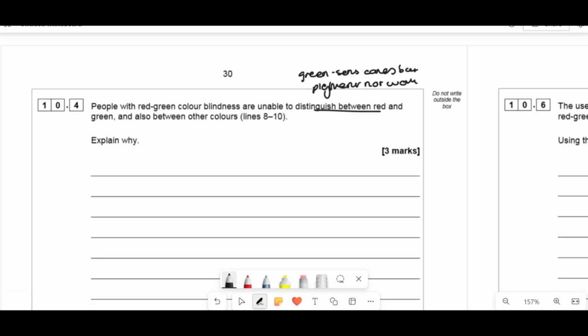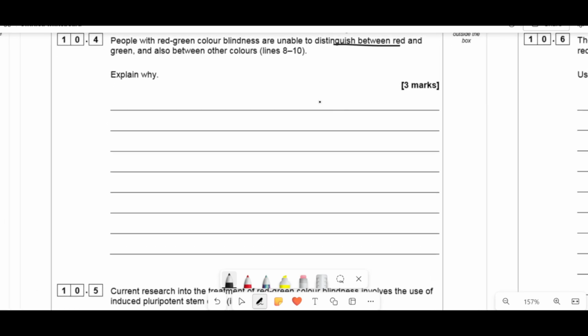So then you need to explain what's going on here. So explain why, first of all, they can't distinguish between red and green. Well, it's essentially that the green pigment within these green cones is non-functional, because the cones are fine. The red, green, and blue cones are fine. It's the pigment within them that is not right. Again, work with the question. And then therefore, you can't tell red and green apart. There's problems with red and green. But then we haven't explained why it also affects other colors.